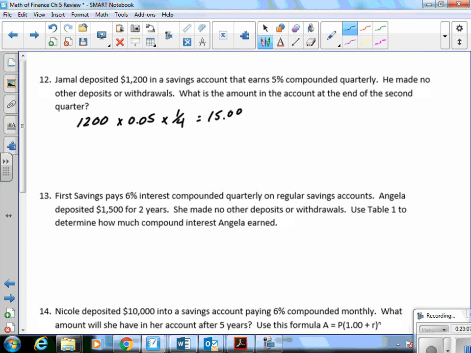And then we add that in to the original 1,200, so that's going to be now for the second quarter $1,215. And then we're going to do the same process, times 0.05 times 1/4 of a year.